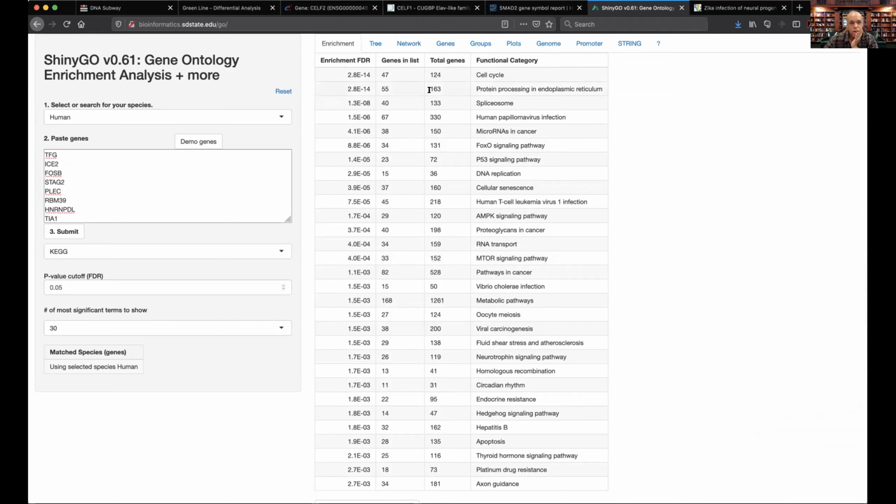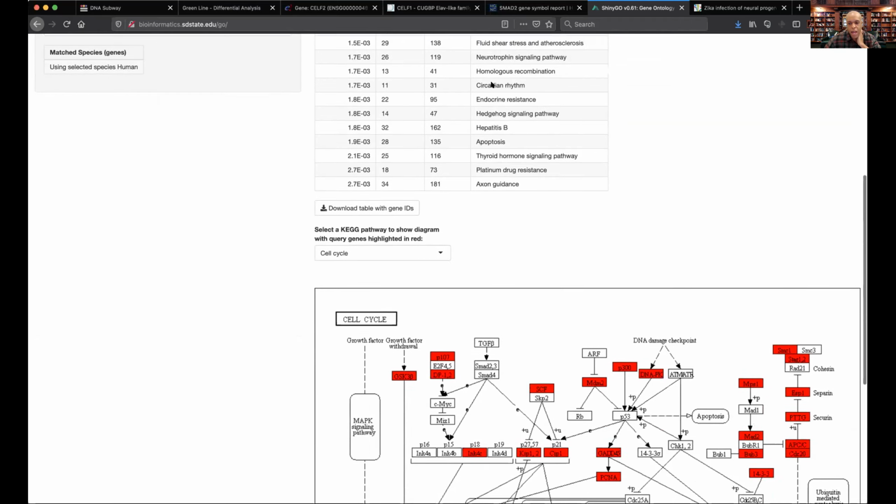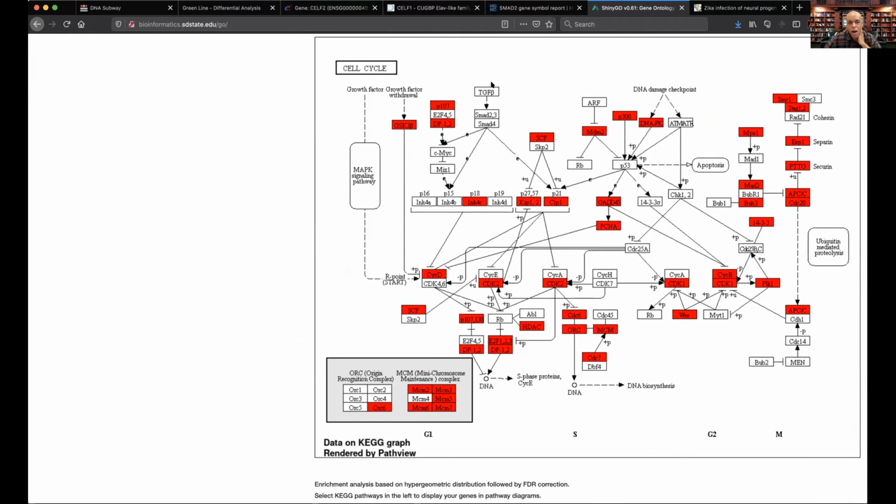So the top one here, 47 of our genes with the lowest false discovery rate are all involved in cell cycle. If you scroll down, here is a map of genes that are involved in the cell cycle, and all the ones that are in red are things that we're getting some hits for. Not to say that they all are being affected in the same way, but if a lot of this graph was lit up versus other graphs that could have been lit up, it's a clue that one of the things happening is affecting the cell cycle.